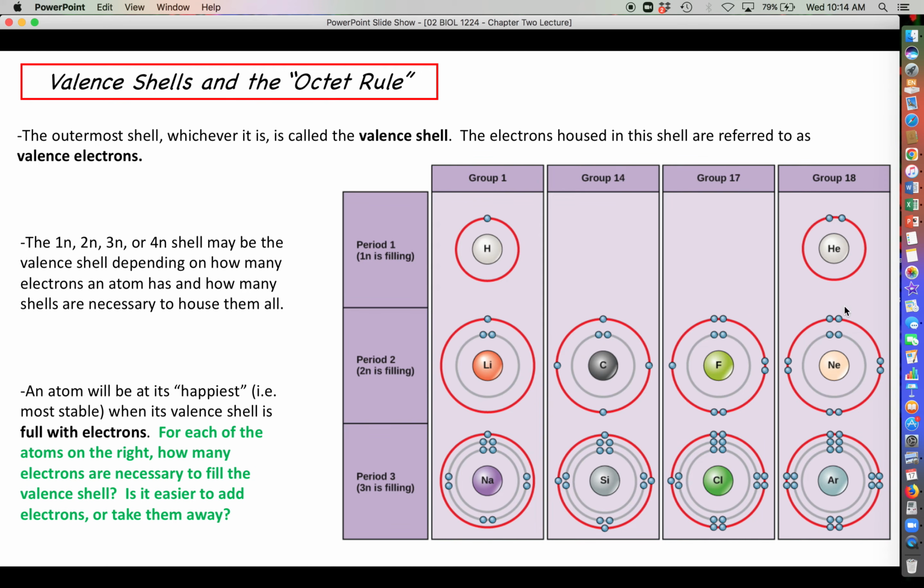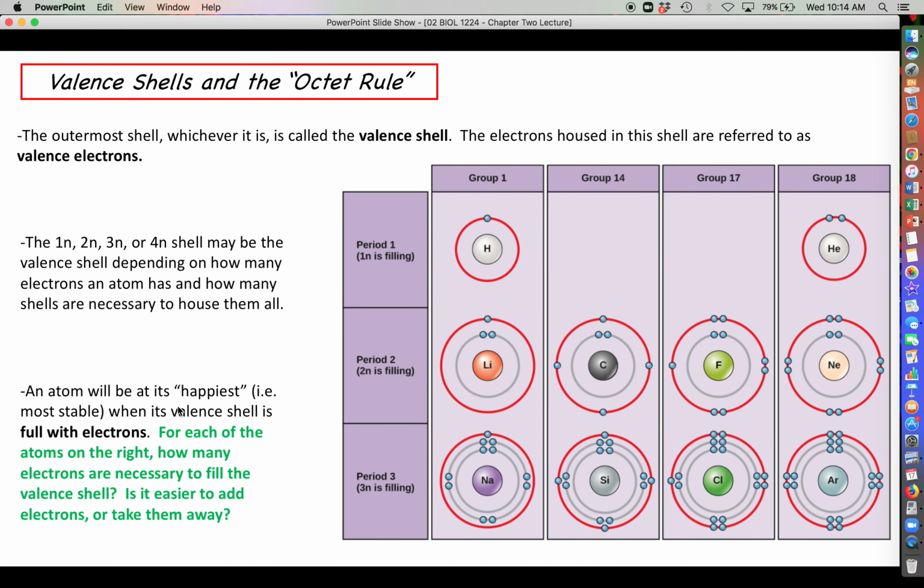But then if you look at the noble gases over here, they already have full valence shells, so they are already very happy. So what you could take from this is that helium, neon, and argon really do not like to participate in chemical reactions because they are already very happy.